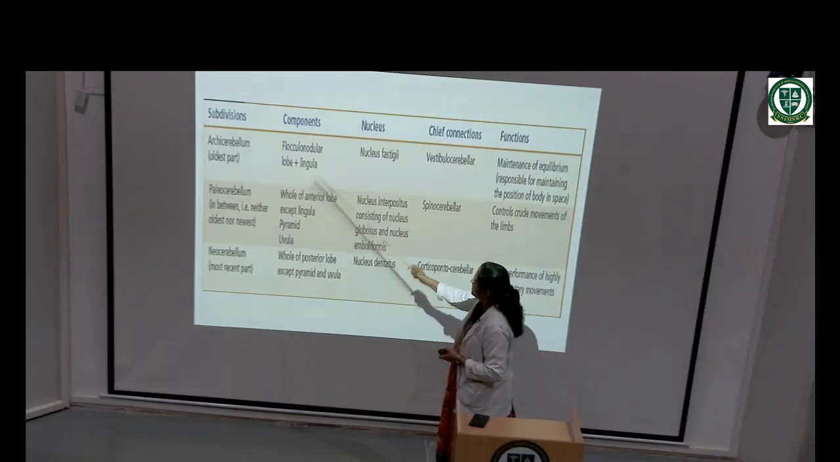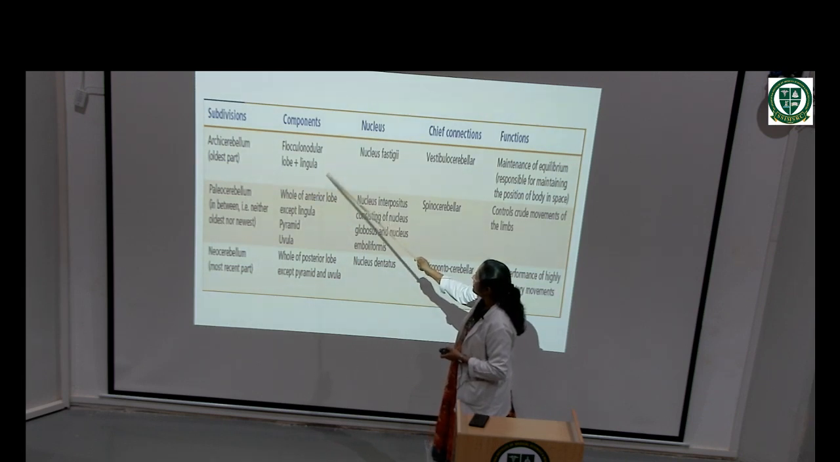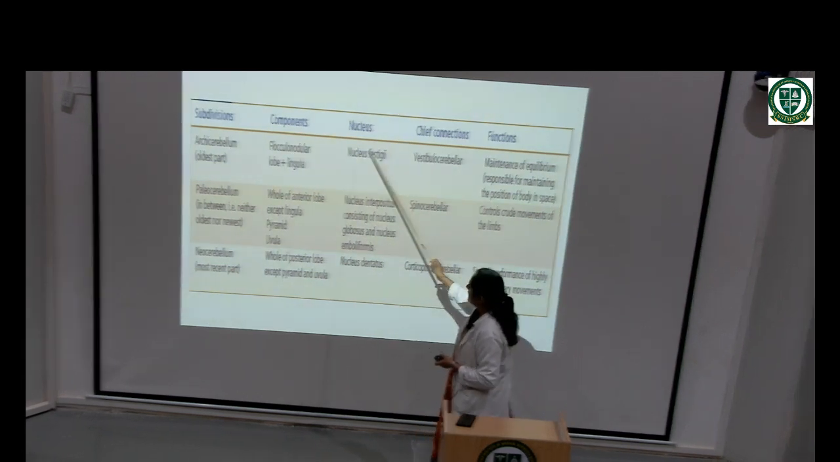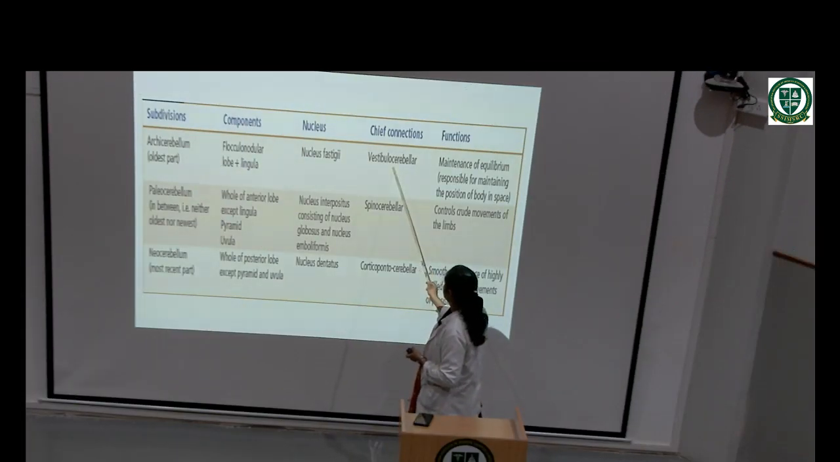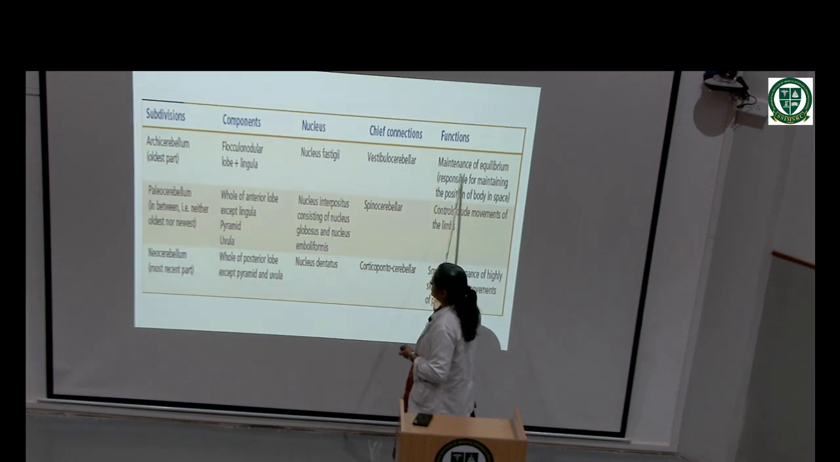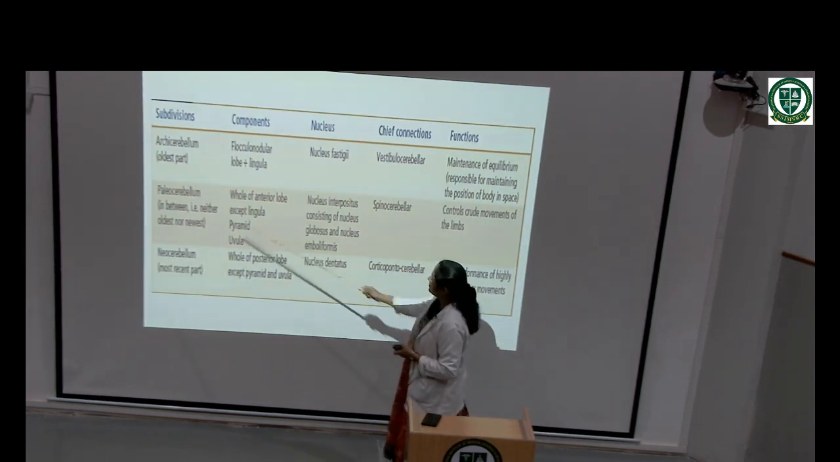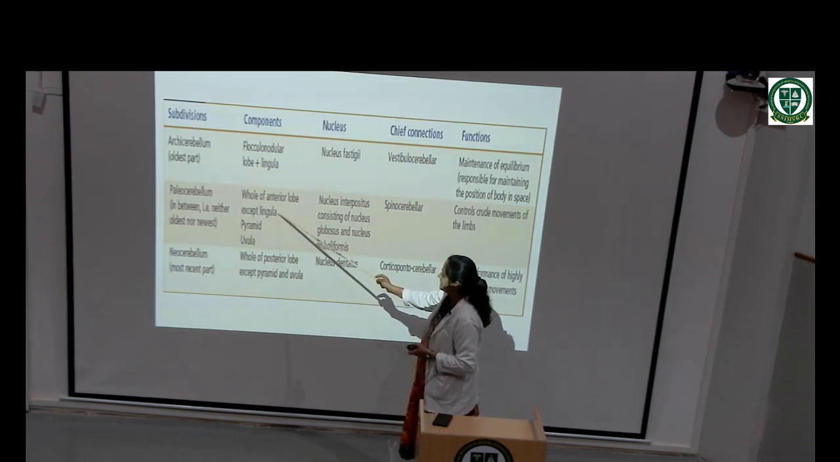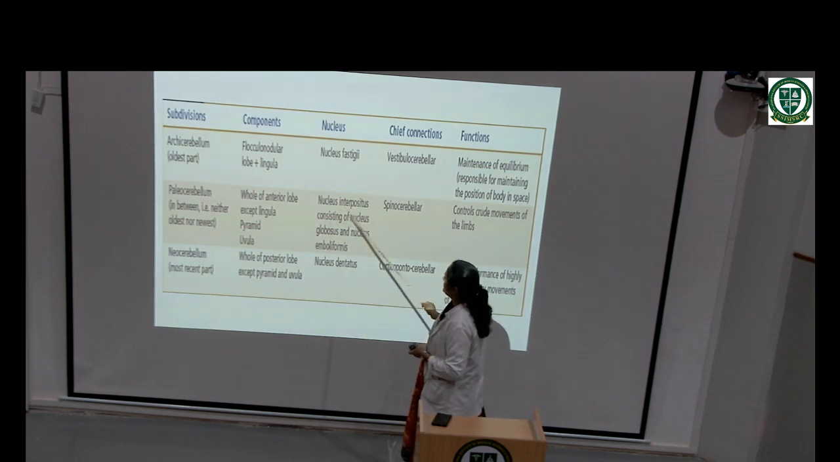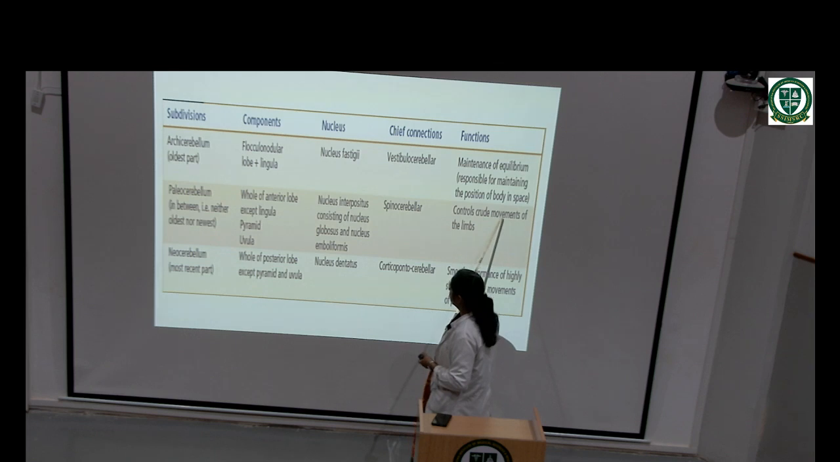Archicerebellum is represented by the flocculonodular lobe and the lingula. It has deep connections with the nucleus fastigii and it is mainly connected to the vestibular nucleus and its main function is equilibrium. Coming to the paleocerebellum, it is represented by the entire anterior lobe except for the lingula and it has the deep connection with the nucleus globosus and emboliformis. Main connection is with the spinal cord and its main function is controlling the crude movements of the limbs.